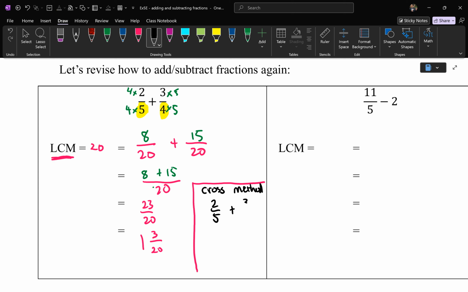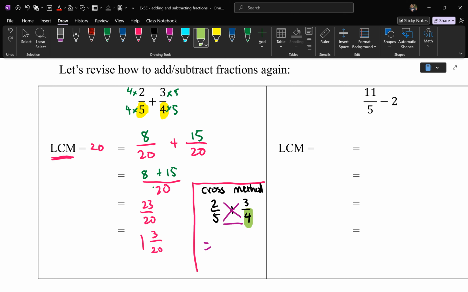2 over 5 plus 3 over 4. Anyone remember how to do the cross method again? You cross them out. So which one do you pair with? 2 and 4. You cross both of them out and you put 1 and 2. Very good. So 2 and 4, 5 and 3. And then remember, you also connect 5 and 4 on the bottom. Wherever the lines are connected, you times them together.